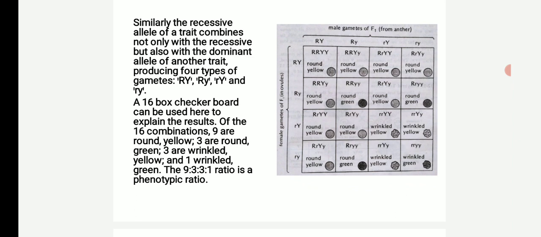Of the 16 combinations, 9 are round and yellow, 3 are round and green, 3 are wrinkled and yellow, and 1 is wrinkled and green. The 9:3:3:1 ratio is a phenotypic ratio.